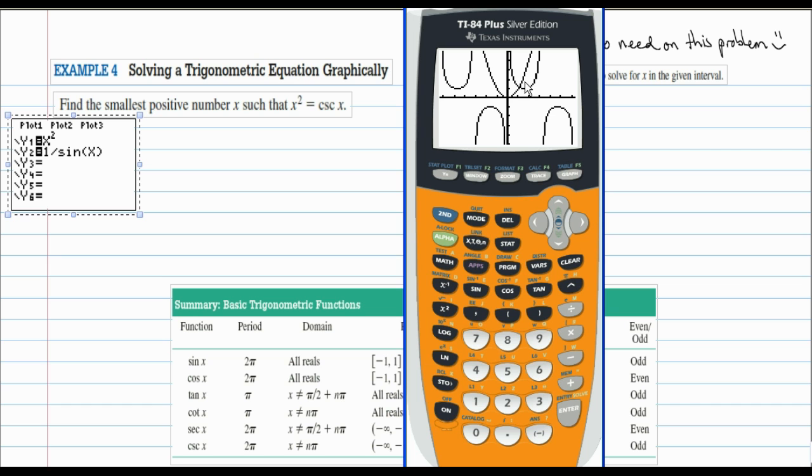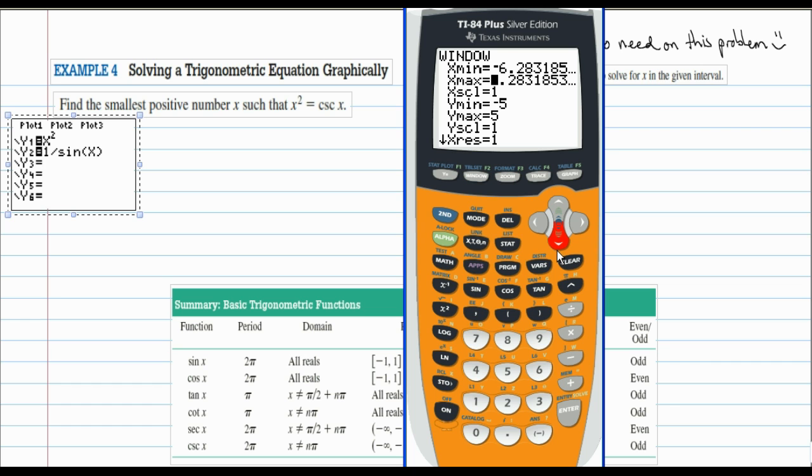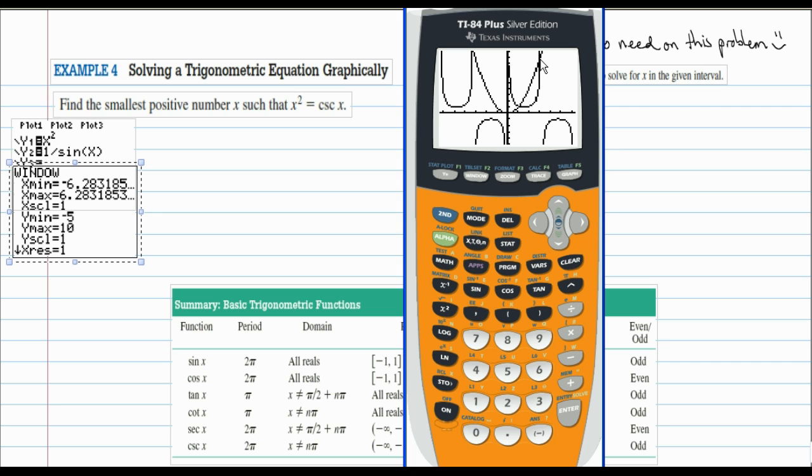And then when I graph, if you notice, there's definitely an intersection here. Now it looks like there's going to be an intersection here somewhere too. So if I want to adjust my window, maybe I'll make my y max, I don't know, 10 will probably be too high, but we'll give it a shot. And I do see another intersection right there, but first of all, it's asking for the smallest positive number x, such that x squared equals cosecant of x.